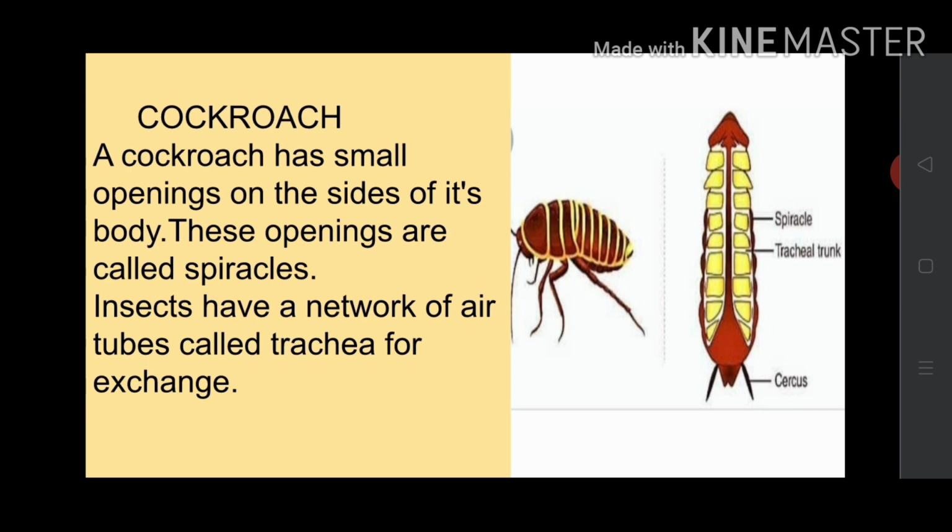These air tubes are found only in insects. That air tube name is trachea. This trachea is found only in insects and not in any other group of animals.